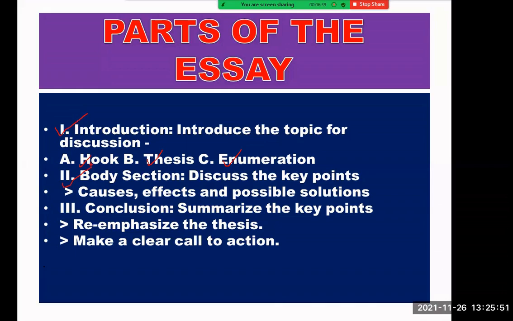Then the third part, which is the conclusion, is where you summarize the key points, all right? You summarize the key points, and then you re-emphasize the thesis, and you make a clear call to action.